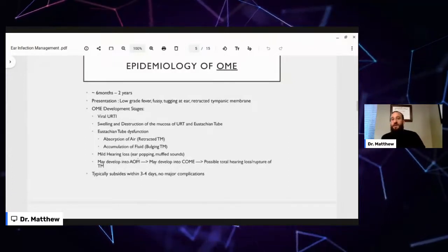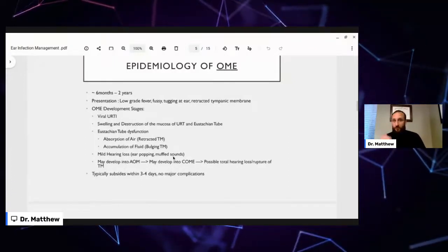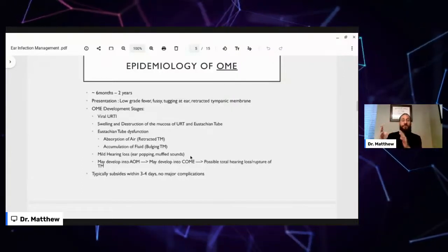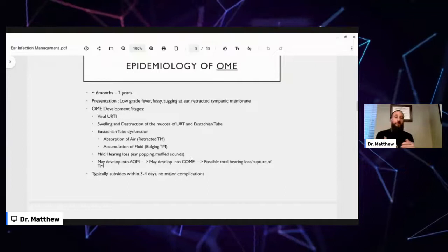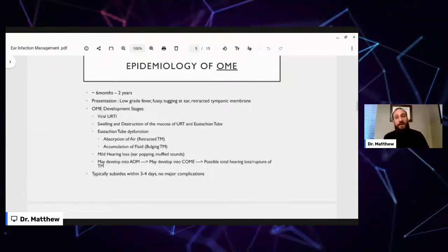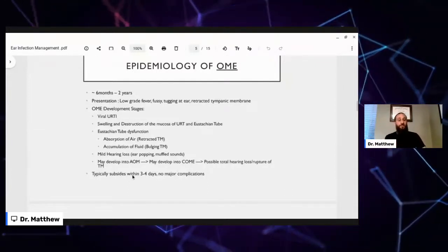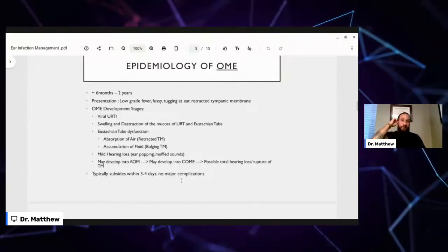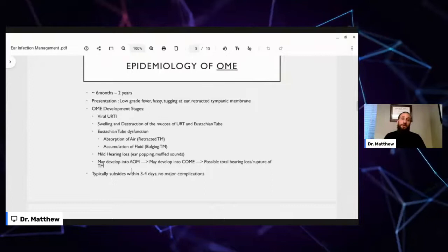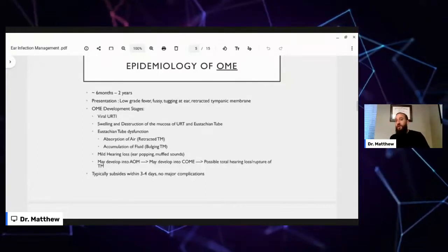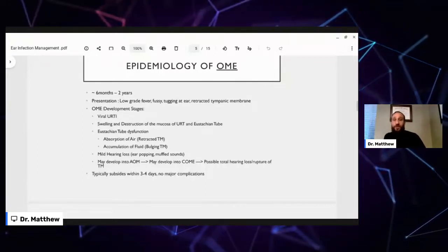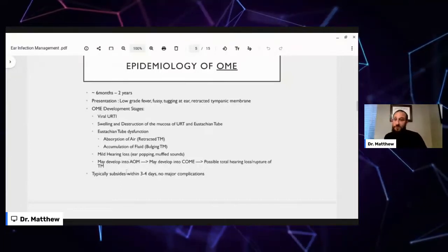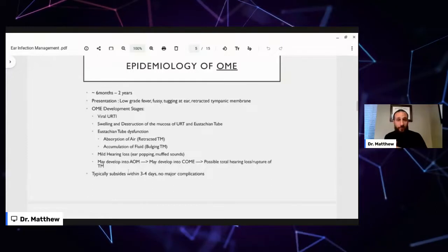If you have an otitis media with effusion, viral, and you don't focus on opening that up or navigating that naturally, that can develop into acute otitis media. And then that can develop into chronic otitis media, which is not a good sign. You don't want it to keep developing. If that happens, you do run a higher risk of possible hearing loss or rupture of the tympanic membrane. Typically, though, otitis media with effusion resolves within 3 to 4 days with no major complications.